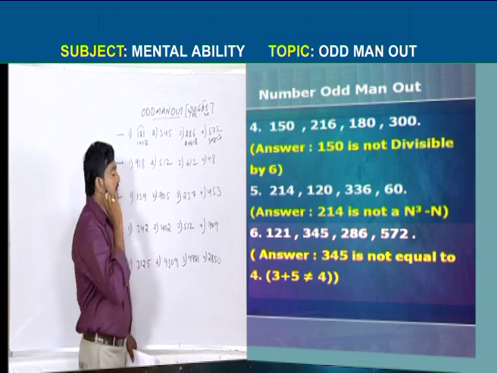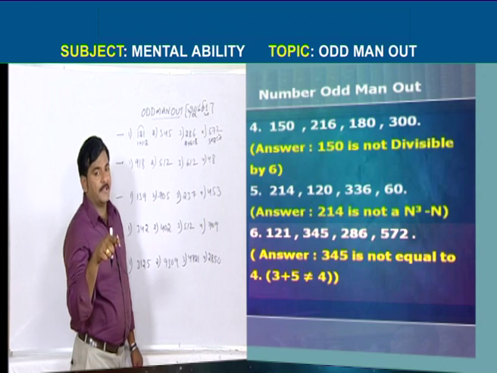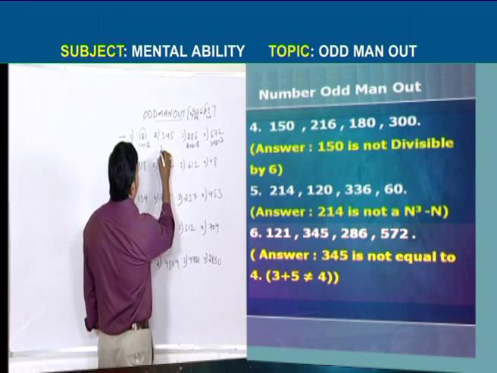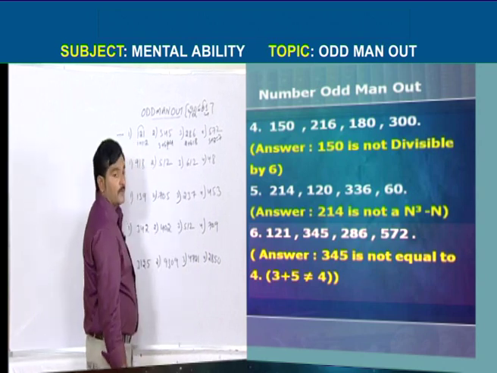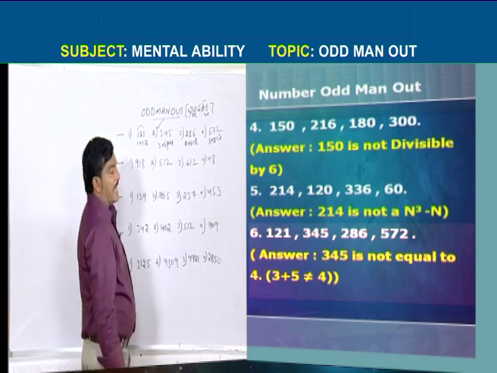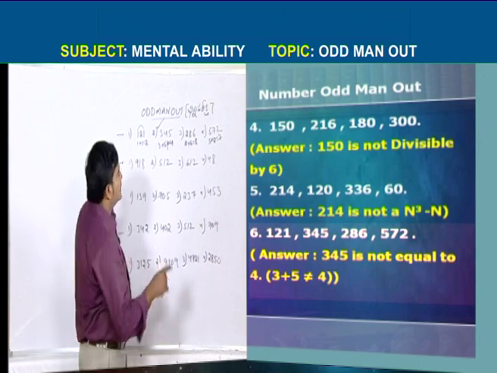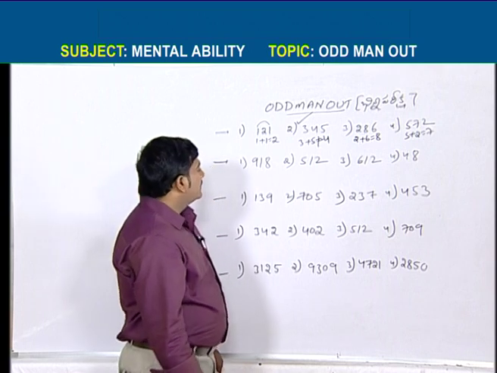The concept involved here is when I am adding the starting number and the ending number, I am getting the middle number. But are we getting 3 plus 5 is equal to 4? No. That's why the logic involved in this question is adding the first number and last number, getting the middle number. So that is not possible in the second option. That's why the second one is the answer.